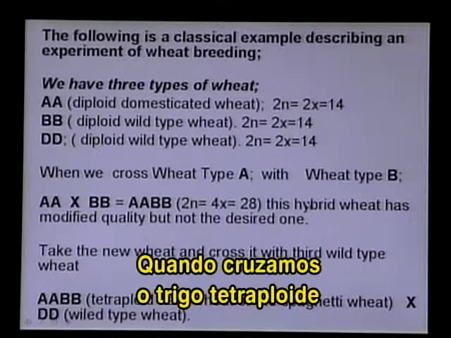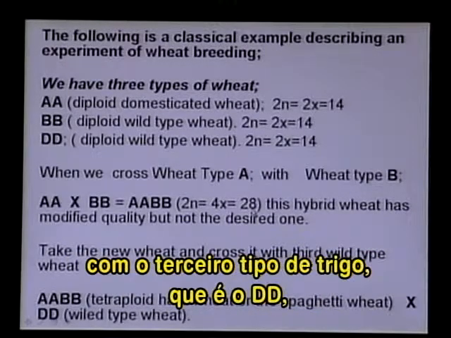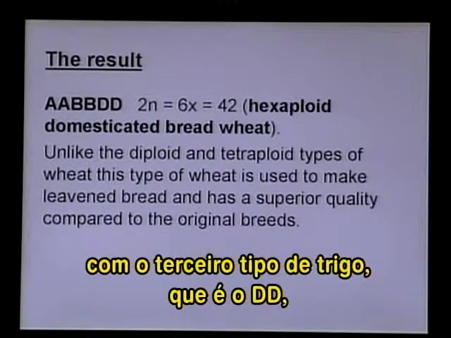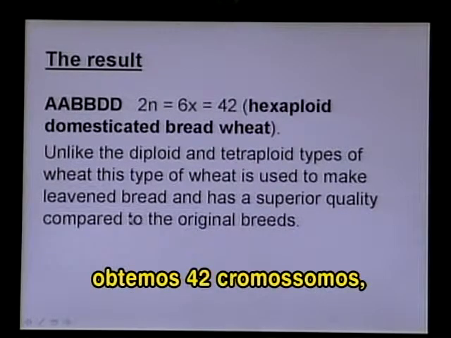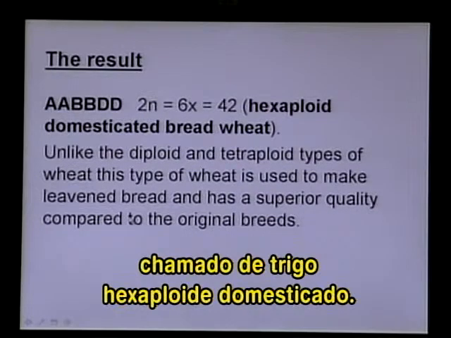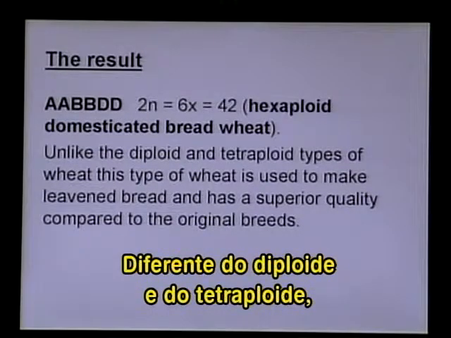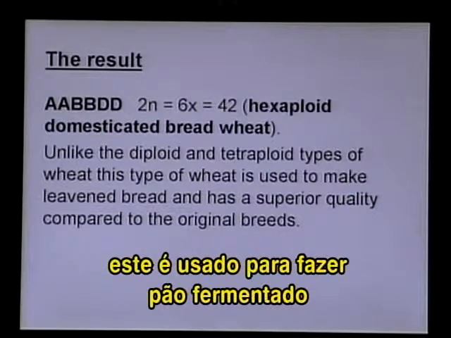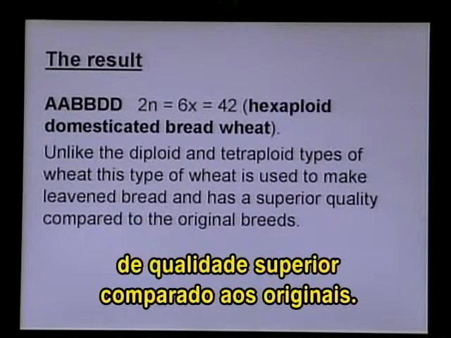So we take this type, the tetraploid wheat, and cross it with the third type of wheat, which is DD. Now we get 42 chromosomes. This is called hexaploid domesticated wheat. Unlike the diploid and tetraploid types of wheat, this type of wheat is used to make leavened bread and has a superior quality compared to the original breeds.